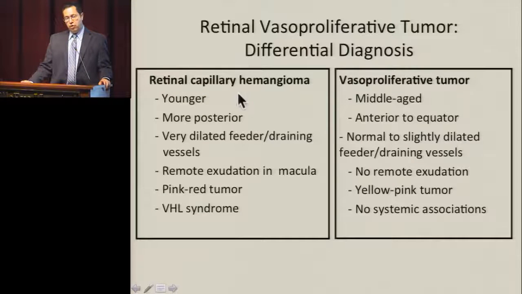So how do you differentiate these two tumors, retinal capillary hemangioma and vasoproliferative? You already know all of this. Generally, these are younger, these are a little older generally. These are more posterior, these are very anterior, at the equator or anterior to the equator. These have very dilated feeder draining vessels. These have feeder vessels that are normal, not very dilated in caliber. These can cause remote exudation, these don't cause remote exudation. These are more red, pink, these are a little more yellow in color. These are associated with VHL, these are not.